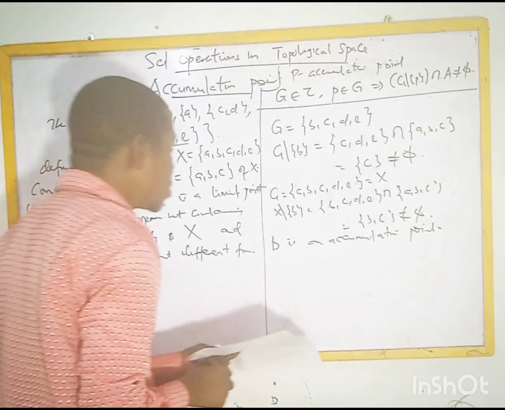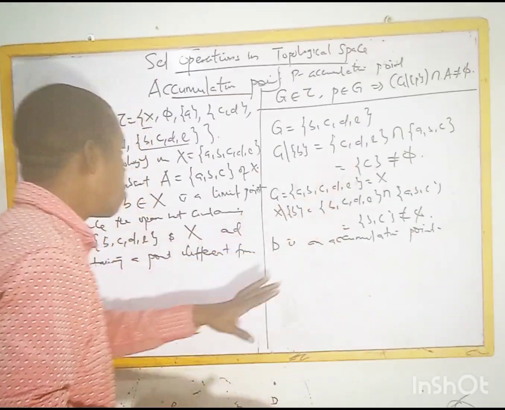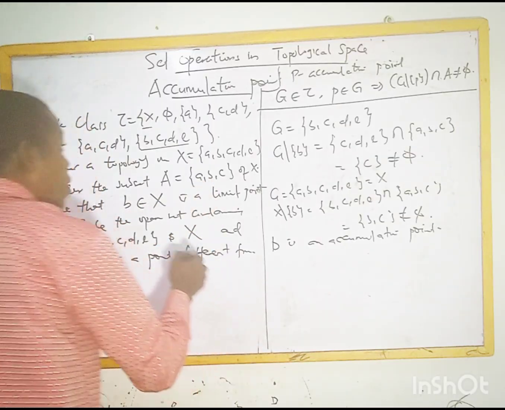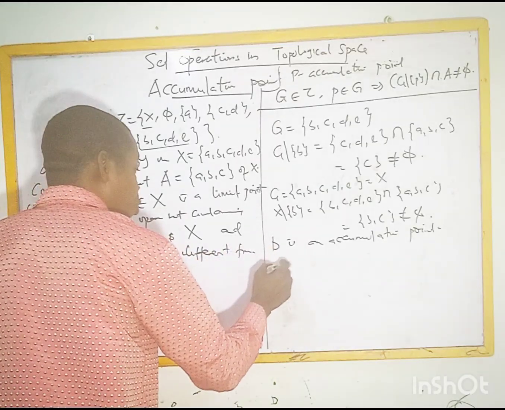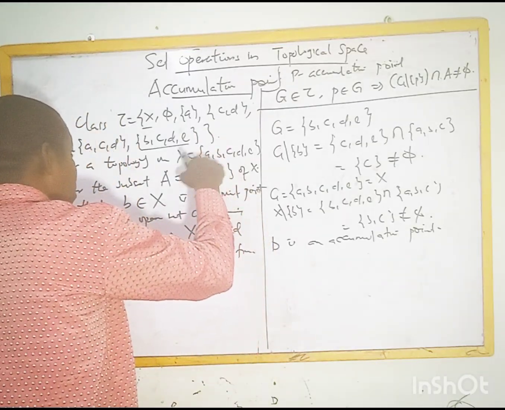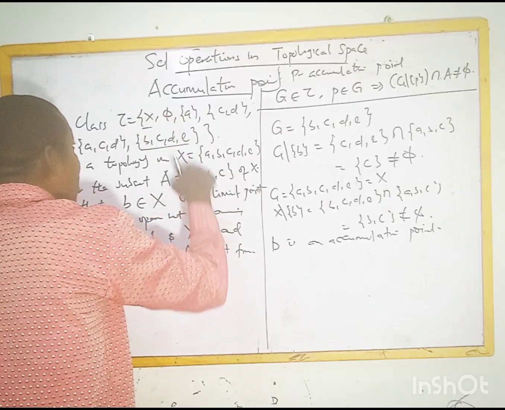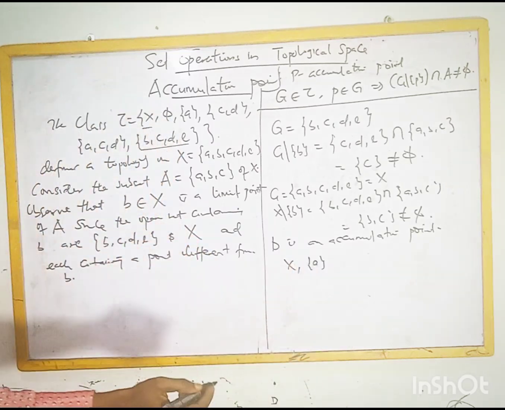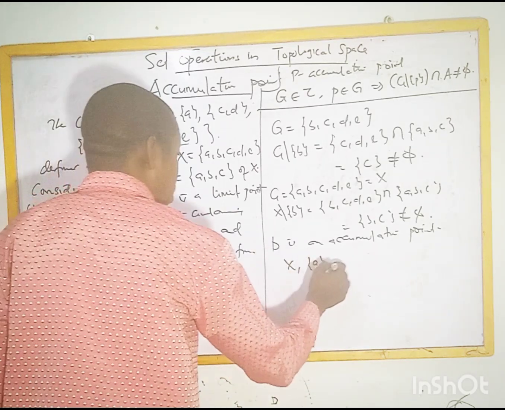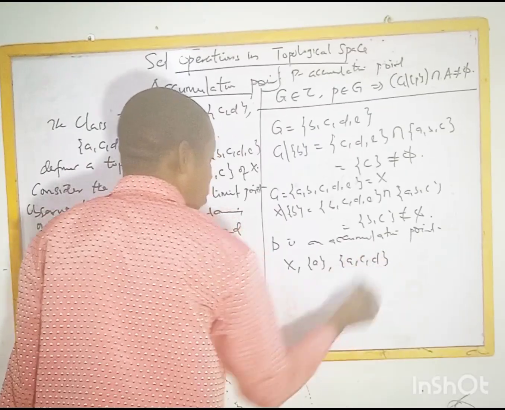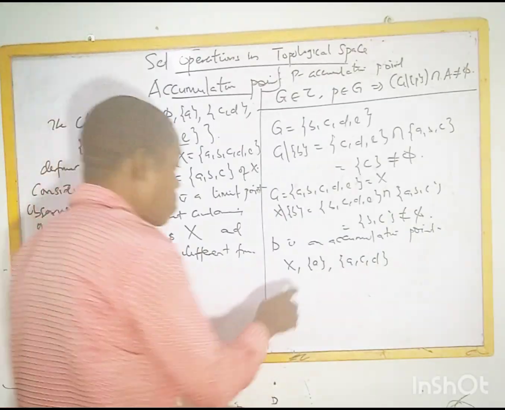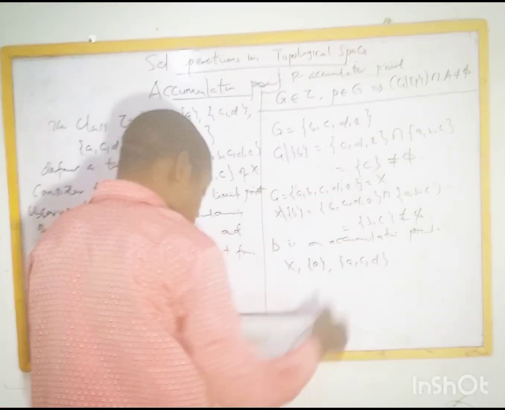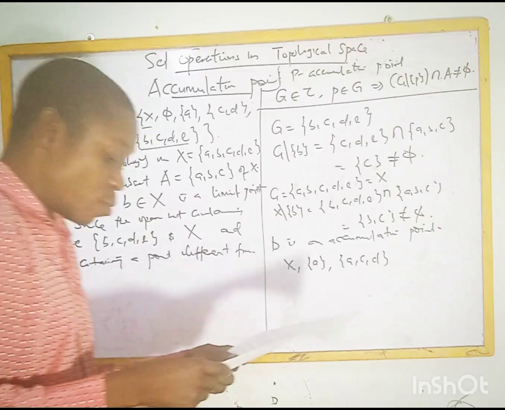But check something else here. Let's check another point, A. Is A an accumulation point? If you are picking the open sets, what are those G's in this table that contain A? We have X and we have set A, C, D. Can you see that now? By the time you are removing A from here, what do you have? An empty set. So A is not an accumulation point.